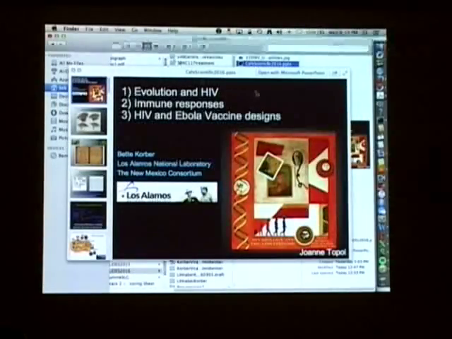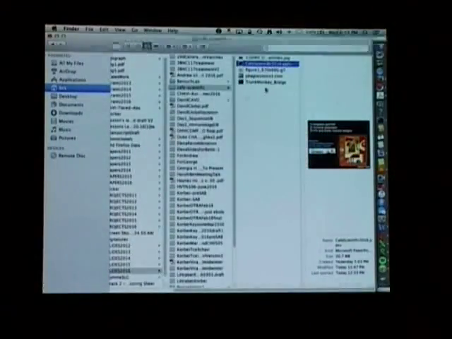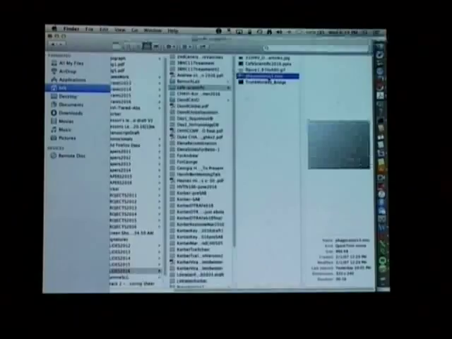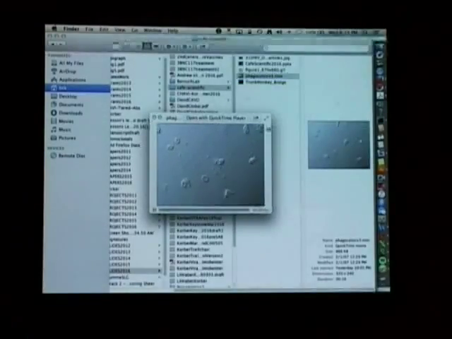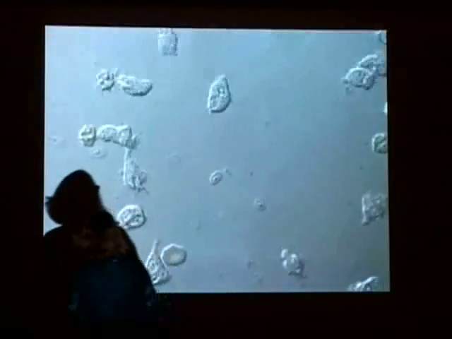Okay, so let's go there because we can get the movie. Okay. So you want to go to phagocytosis movie. There we go. So let's stay there and play it again for me a couple times, because it's very impressive.